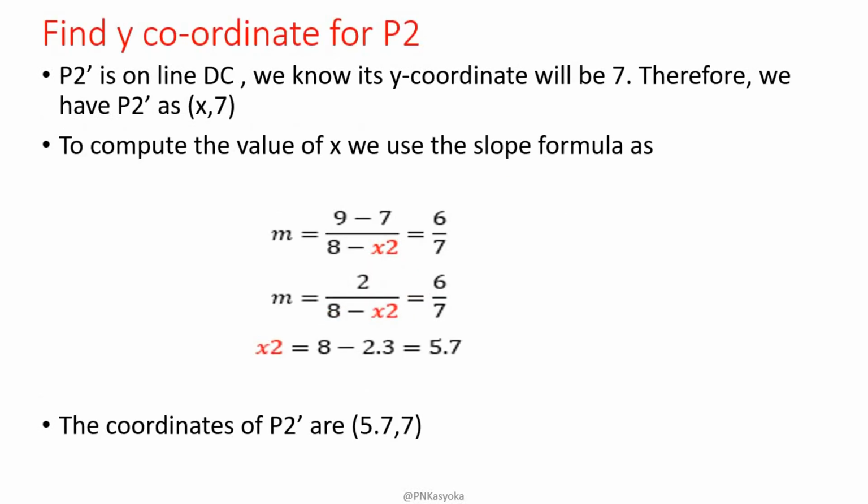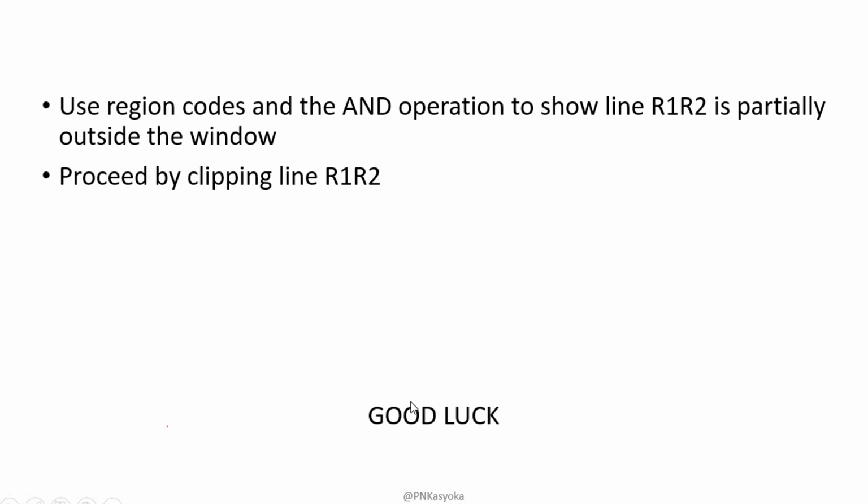Now, if you look at the other end where we have P2 dash, we also need to get its coordinate. We know its y coordinate, and therefore we need to get its x coordinate. We know the y coordinate is 7. So how do we get the coordinate for the x? The x value we do not know. So again, we substitute as we have done before, and we end up arriving at the value 5.7. So the coordinates of P2 dash are 5.7, 7. 5.7 is our x, and 7 is the y-axis value.